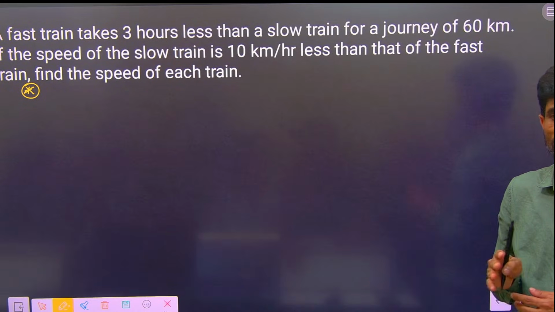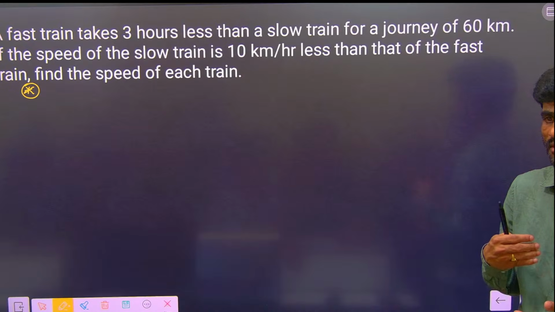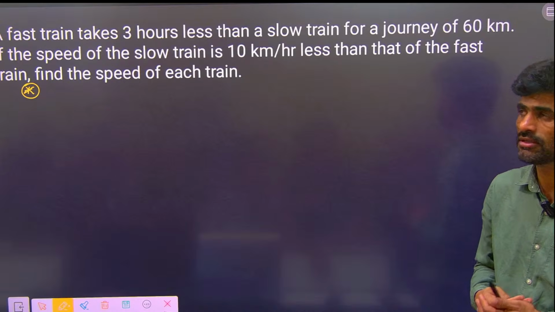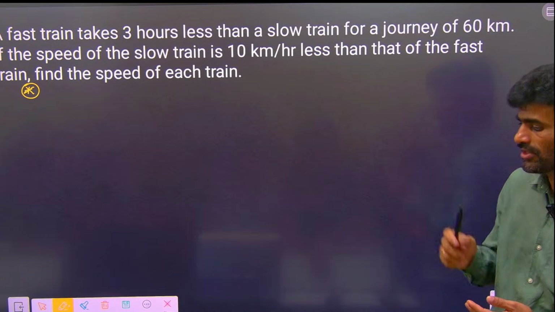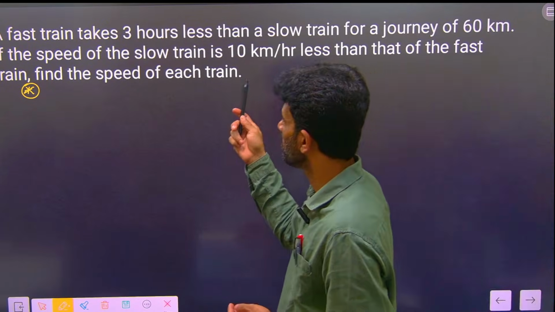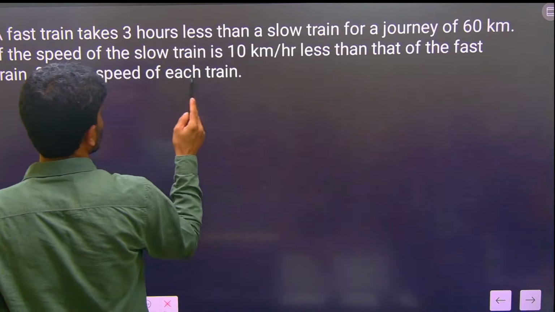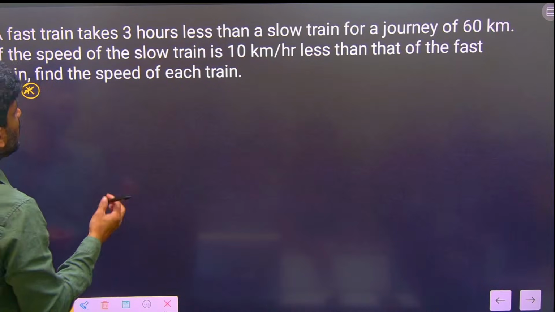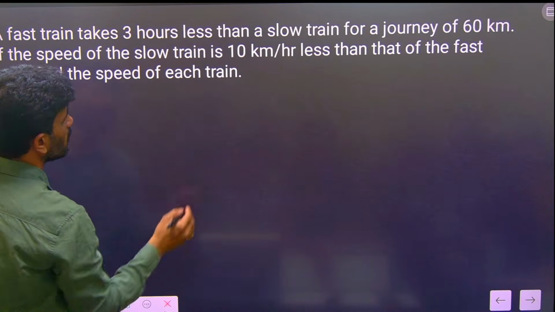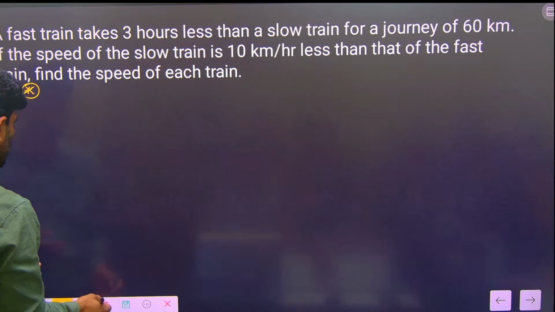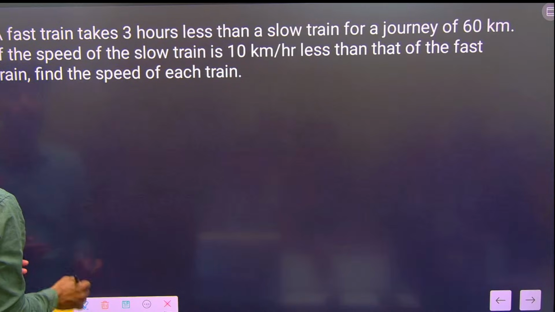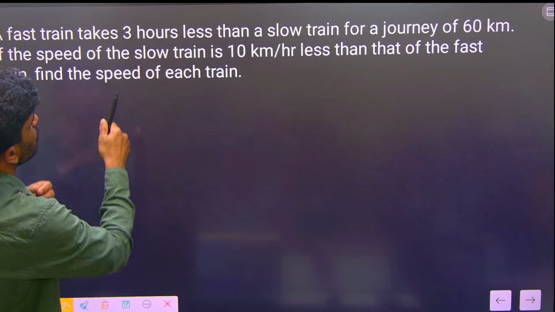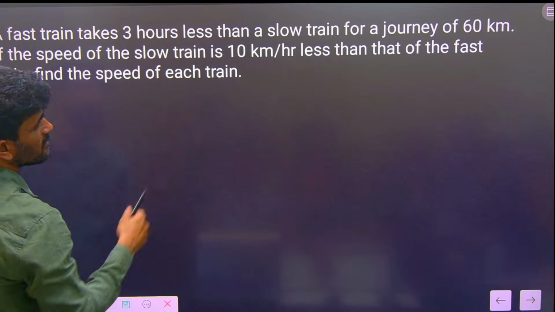You should find out the time in both the cases: time in the first case, time in the second case. But to find out time, we should know distance and speed. Distance is already given, 60 kilometers. Speed, it is not the original speed, it is the decreased speed. Decreased speed is 10 kilometers per hour. We have to find the speed of the fast train and the slow train both. So we will take here, the speed of the slow train is 10 kilometers less.